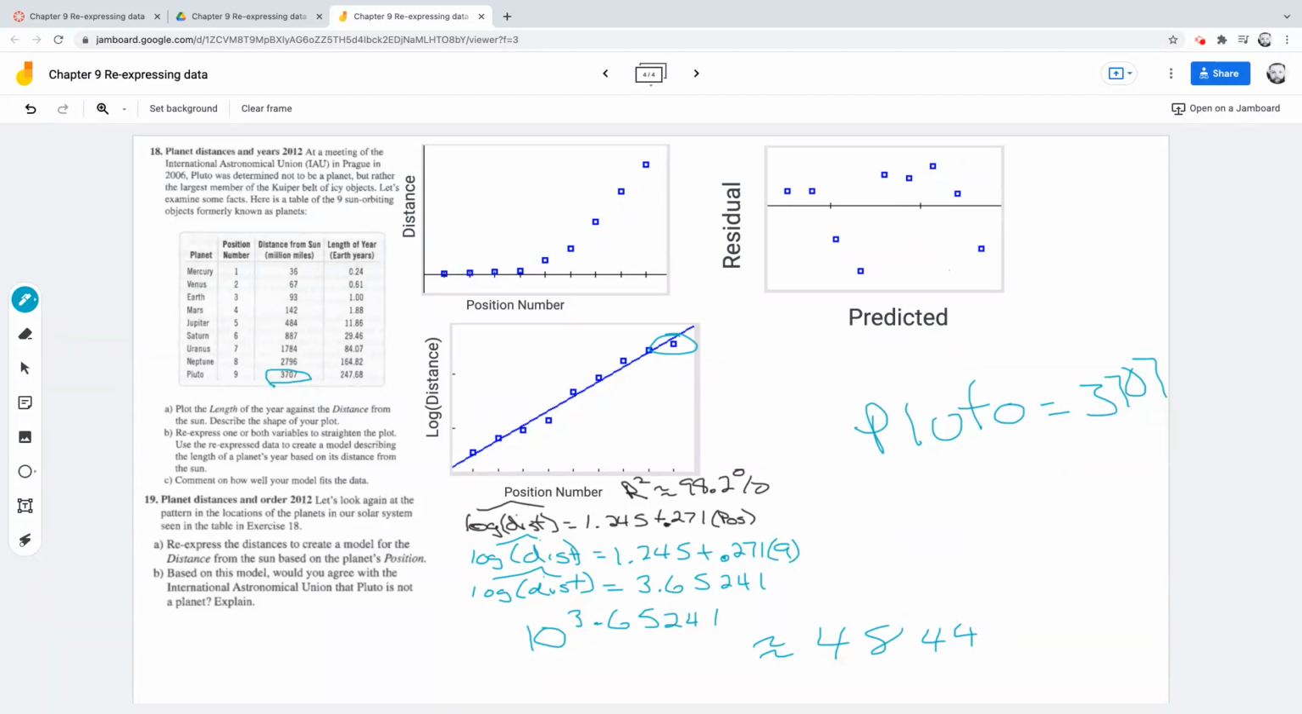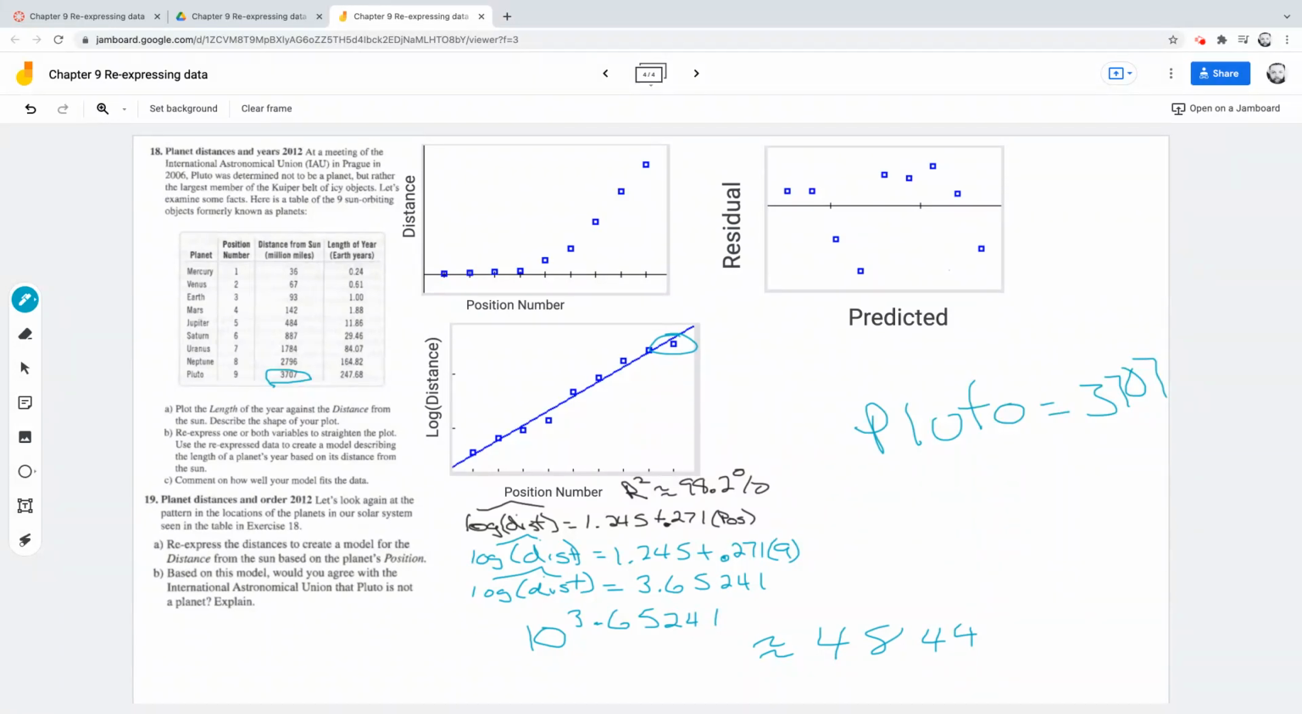So the new model that predicts the 9th planet should be a whopping 5,699 miles away from the sun. There's evidence that the IAU is correct. Pluto doesn't behave like a planet in its relation to its position and distance. So basically, Pluto seems to be like an anomaly. Okay. Now there are other deciding factors. I think also the size of it is so small they don't even consider it a planet. That might be why it doesn't fit the pattern. That might be why its predicted distance is way off, way far away.